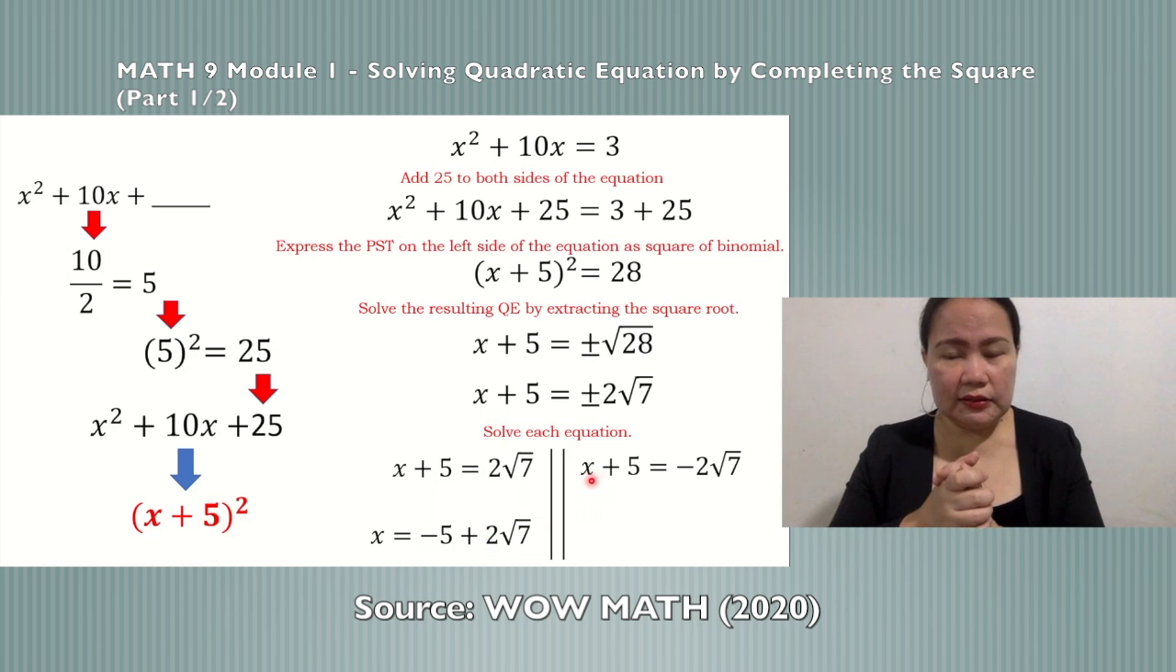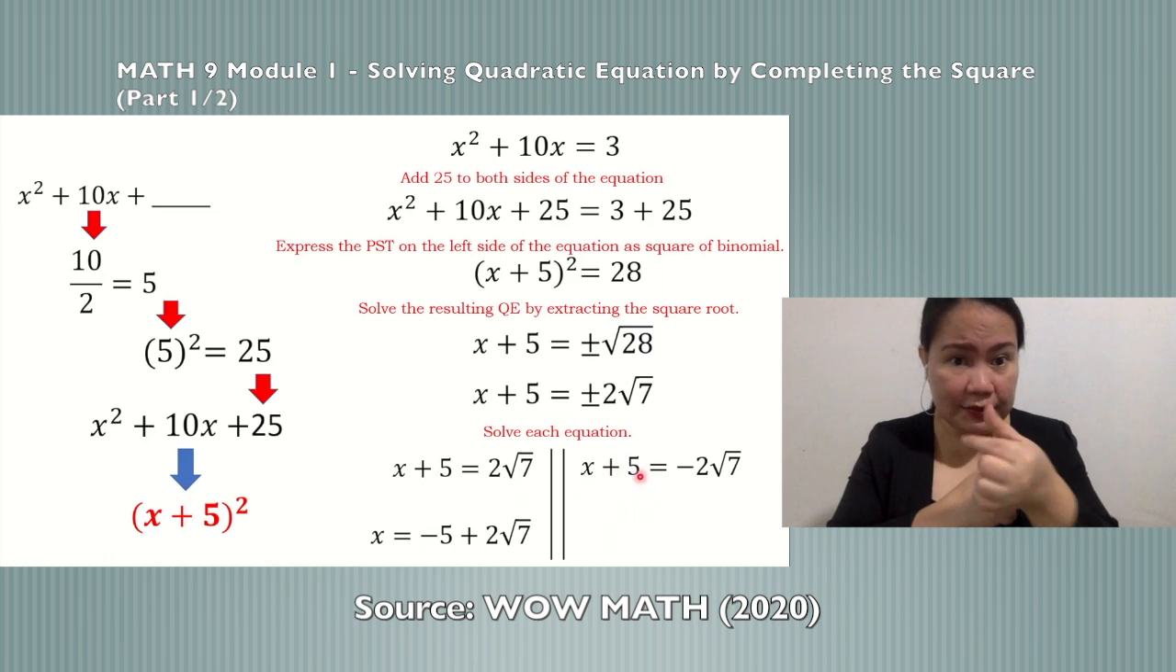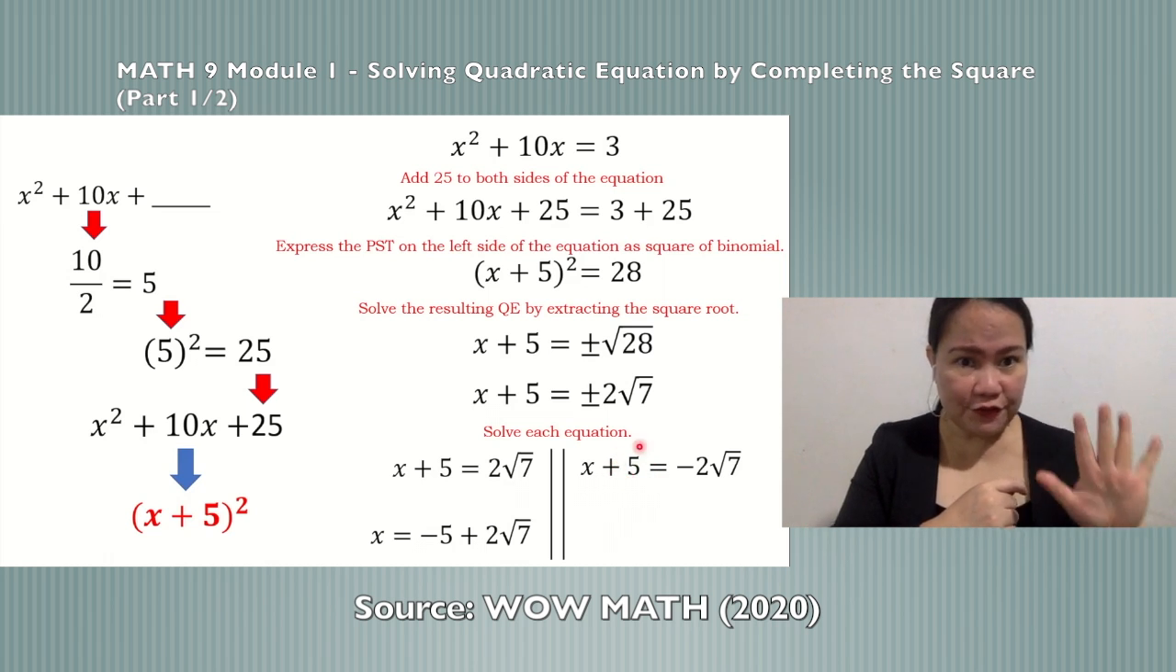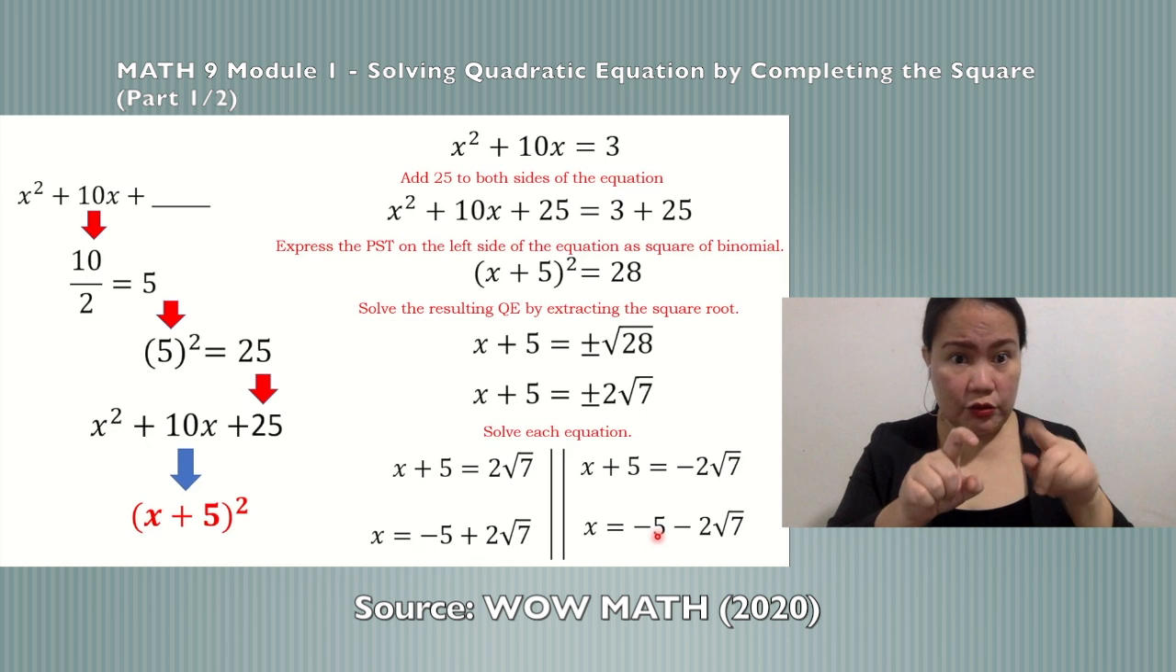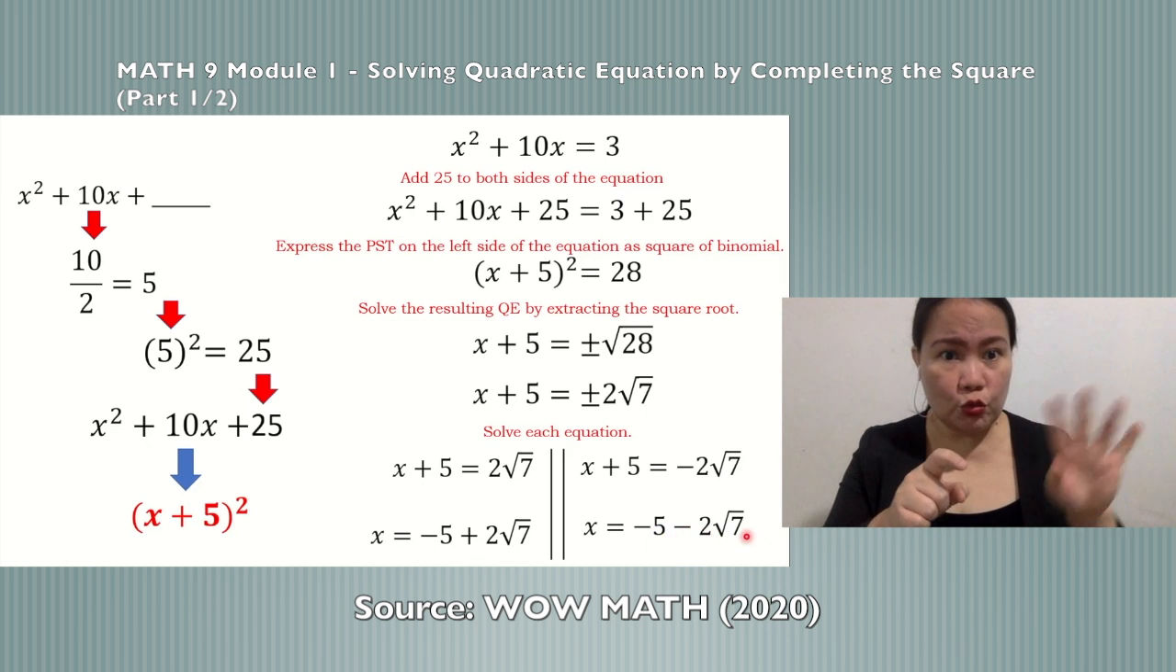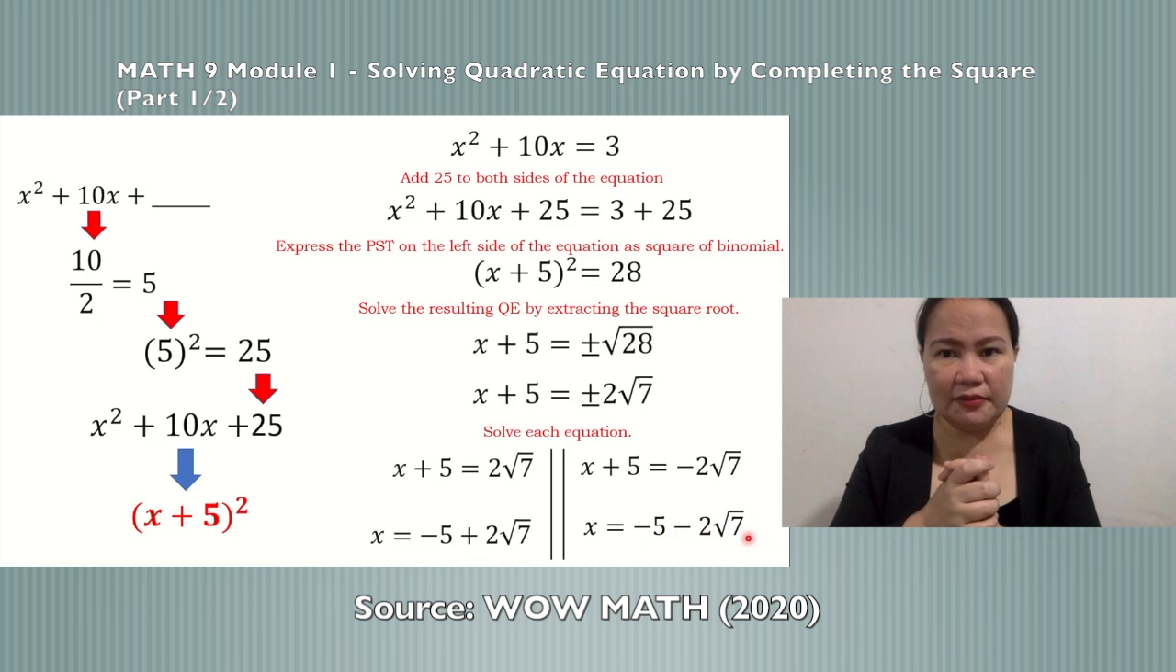Okay, in the next equation, we have x plus 5 is equal to negative 2 square root of 7. So, same process. Lipat lang natin si positive 5 sa kabilang side. So, magiging x is equal to negative 5 minus 2 square root of 7. Okay.